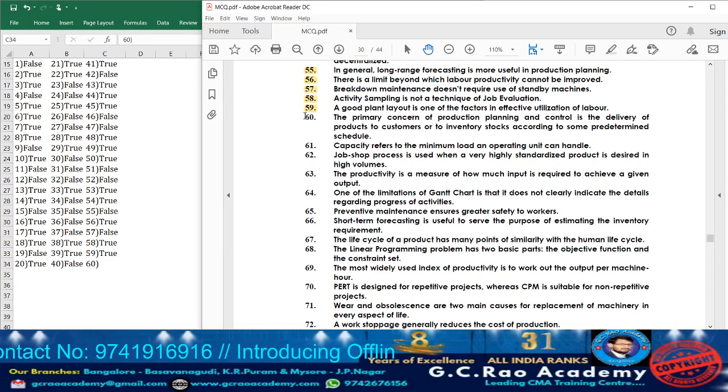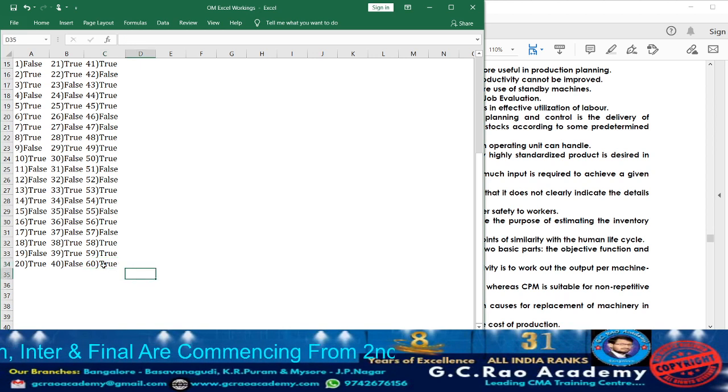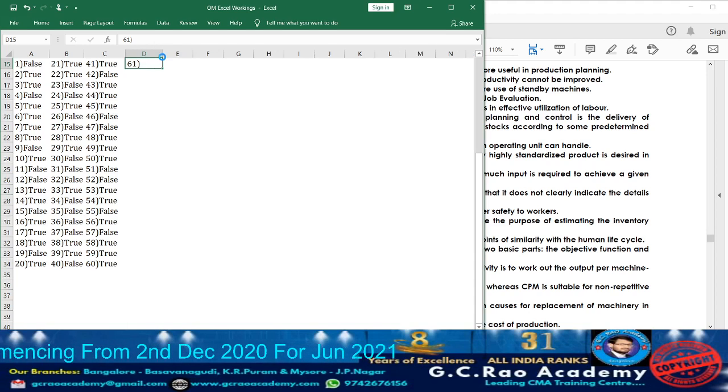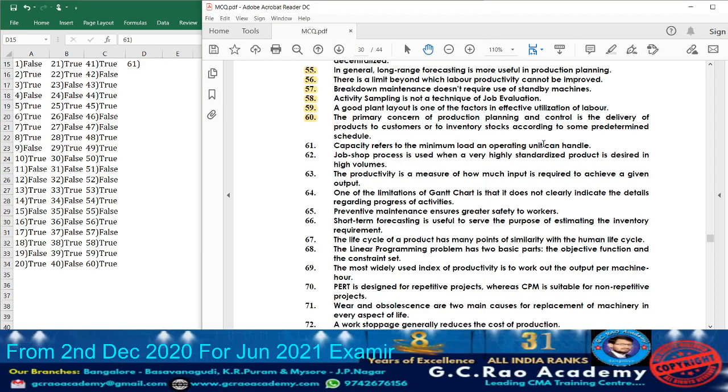Now let us move on to statement 60. What they are telling: the primary concern of production planning and control is the delivery of products to customers or to inventory stocks according to some predetermined schedule. See, what is the main function of production planning and control? They are telling to deliver the products to customers and to inventory stocks according to some predetermined schedule. So yes, the statement is true, because that is the primary objective of production planning and control. So accordingly, statement 60 is true.